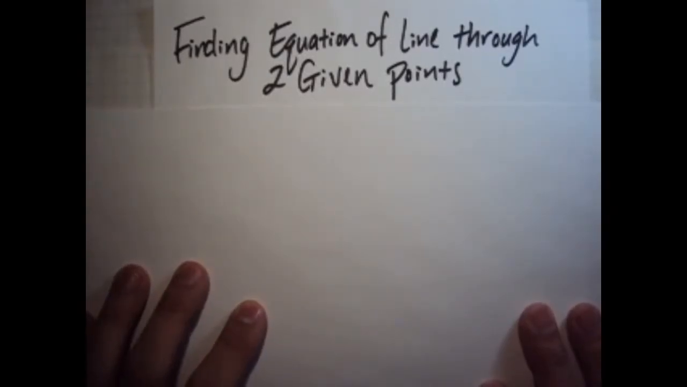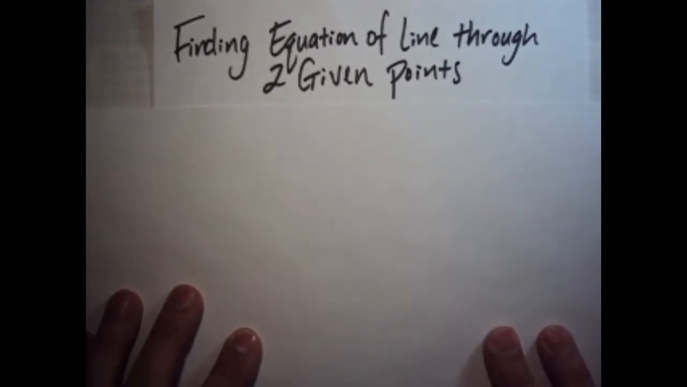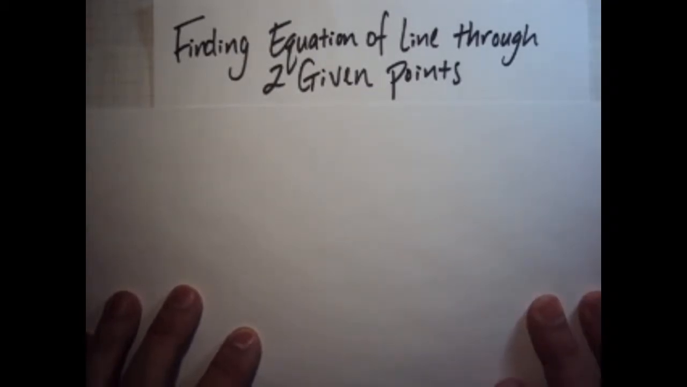I'm Mr. Merrill, and today's topic is finding the equation of a line through two given points. This is an algebra topic, and I think when students first see this, they're lost. This seems like a really hard problem. It's one of those ones where it's just really hard to get started. And hopefully I can give you some tips, some pointers, or just a resource to be able to get started.